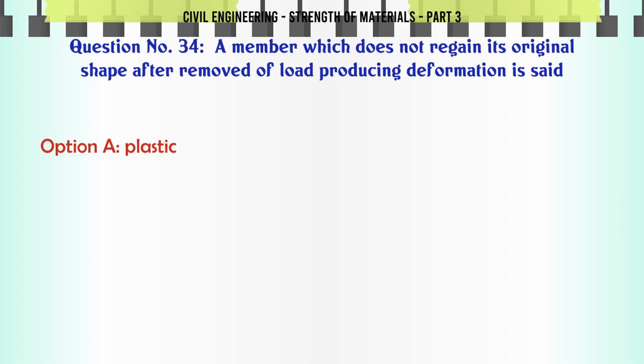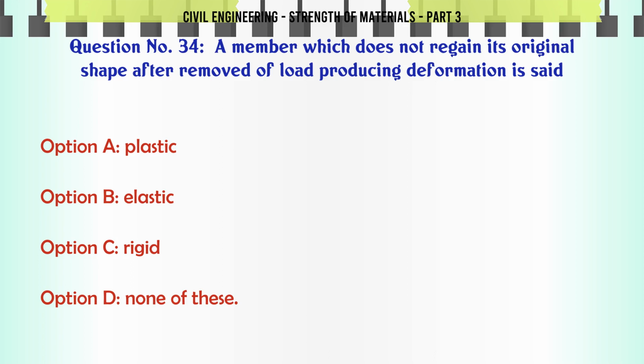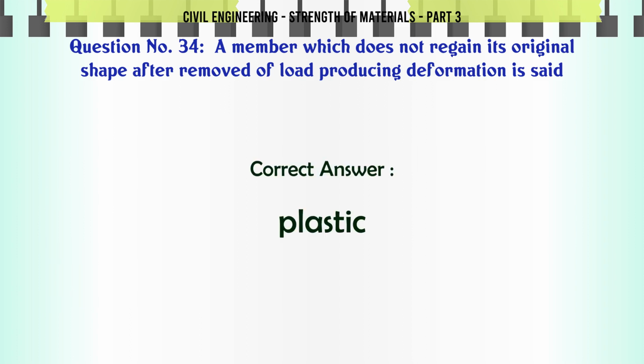A member which does not regain its original shape after removal of load producing deformation is said to be: A. plastic, B. elastic, C. rigid, D. none of these. The correct answer is plastic.